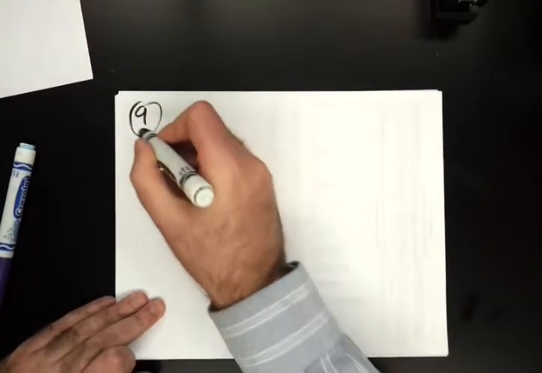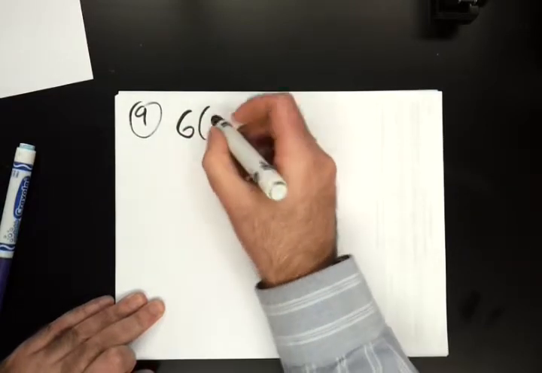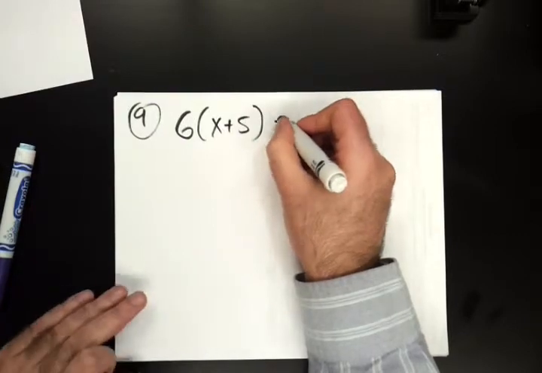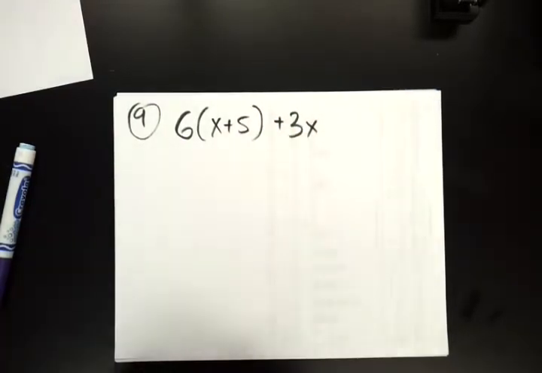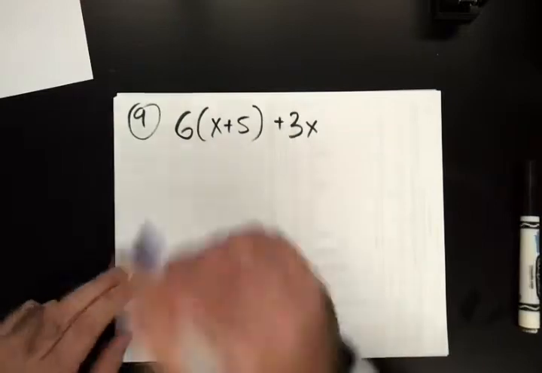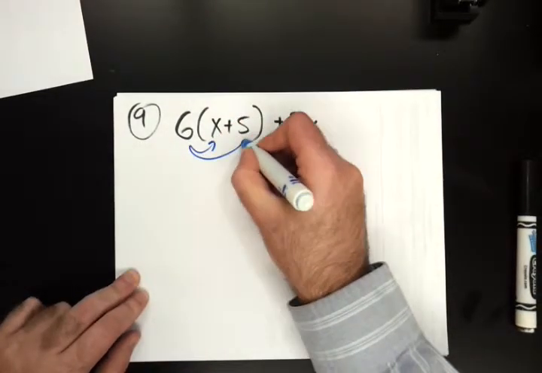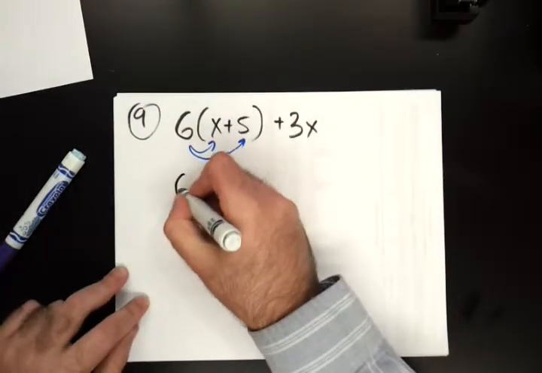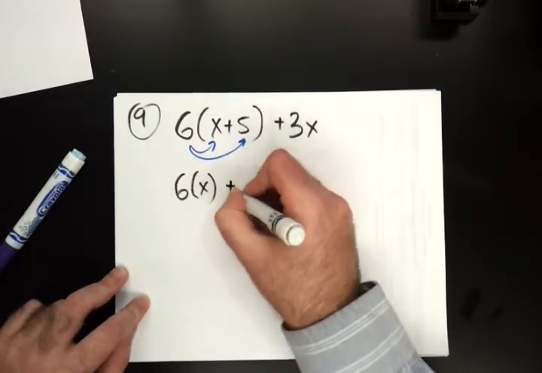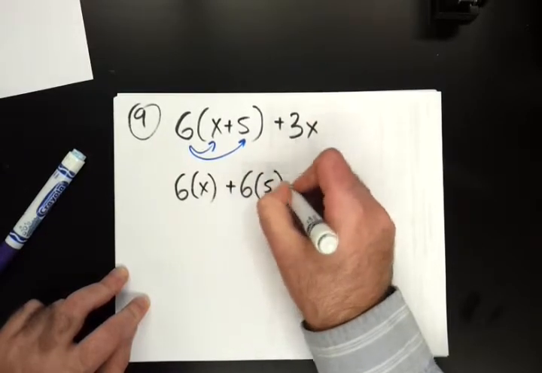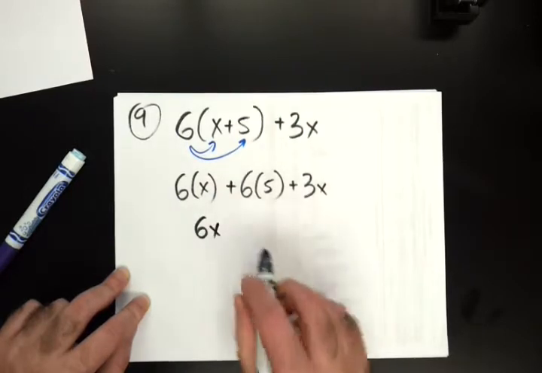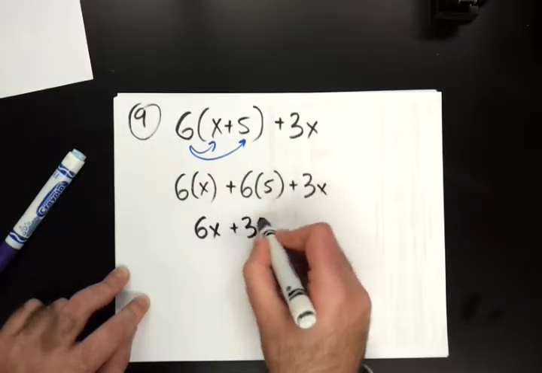All right, number 9. Similar problem, mostly because you also have that parenthesis that you have to deal with, but otherwise it's not bad at all. Same deal. Break down the parenthesis by distributing the 6 to both parties. 6 times x plus 6 times 5 plus 3x. 6 times x is 6x. 6 times 5 is 30.